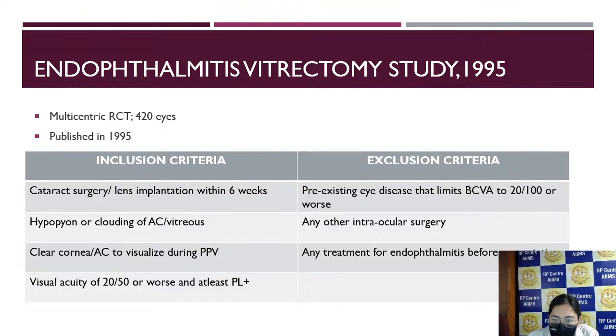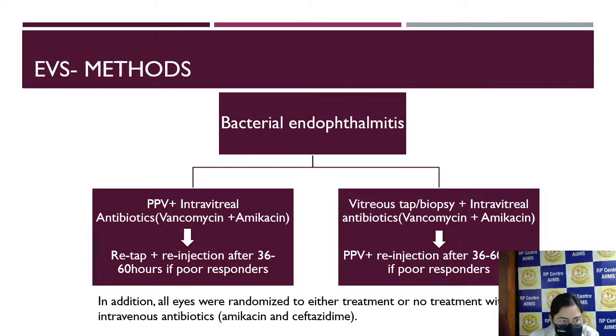Exclusion criteria included pre-existing eye disease that limited the BCVA, any other intraocular surgery apart from cataract surgery and lens implantation, and any treatment for endophthalmitis before presentation. They divided the subjects into two groups. The first one received vitrectomy immediately as the first step of treatment, plus intravitreal antibiotics, vancomycin plus amikacin. The second group received the initial treatment as vitreous tap or biopsy, plus intravitreal antibiotics.